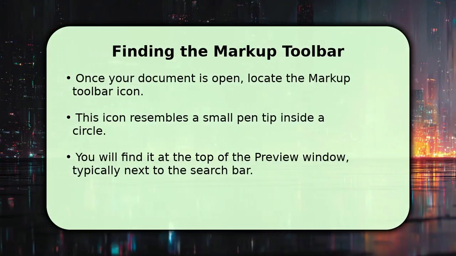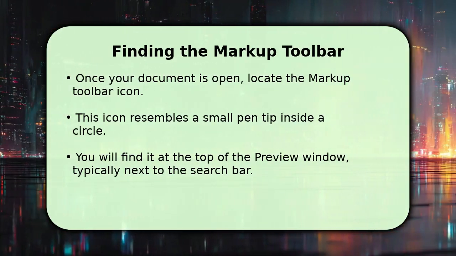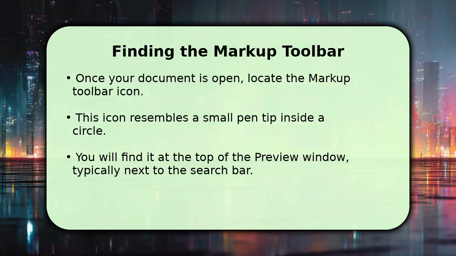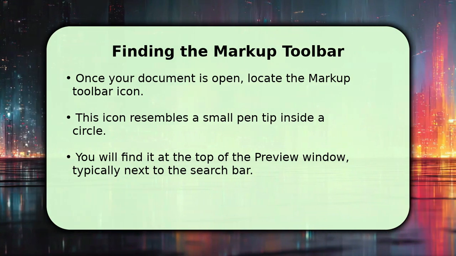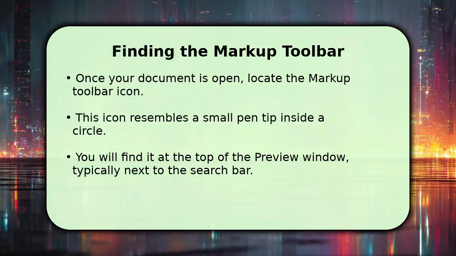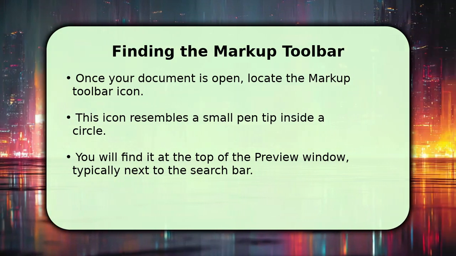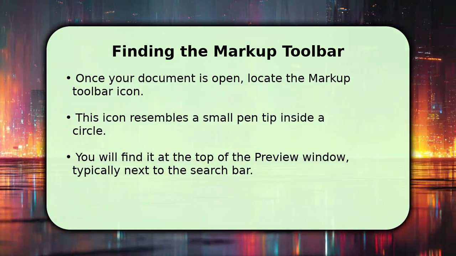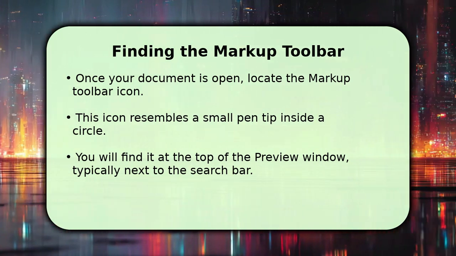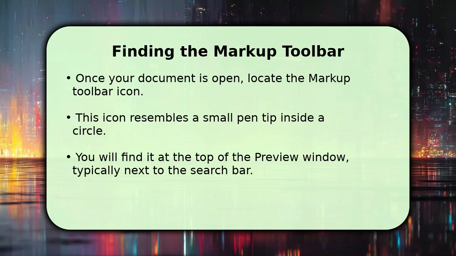With your document open in Preview, look towards the top of the window for the Markup toolbar icon. It appears as a small pen tip inside a circular outline. Click this icon to reveal the entire set of markup tools. This toolbar offers numerous options for editing, annotating, and of course, adding your signature to the document. It is your gateway to digital signing.